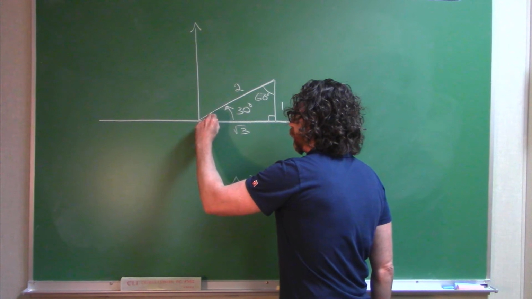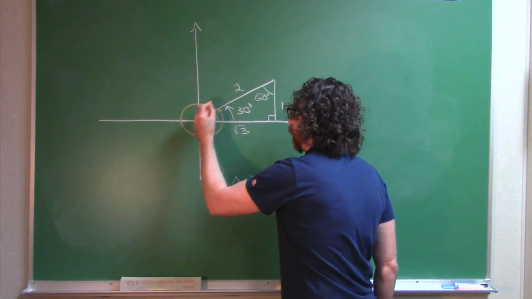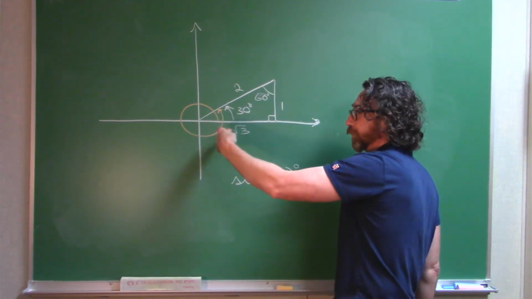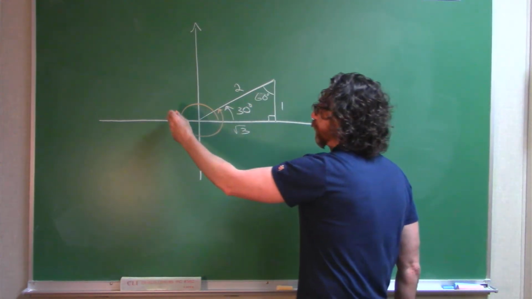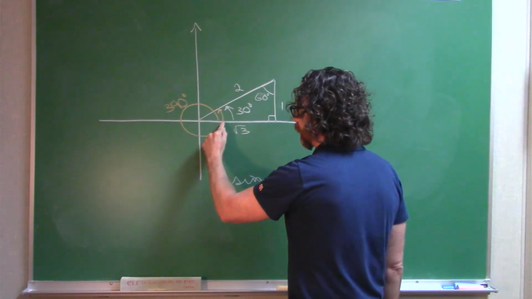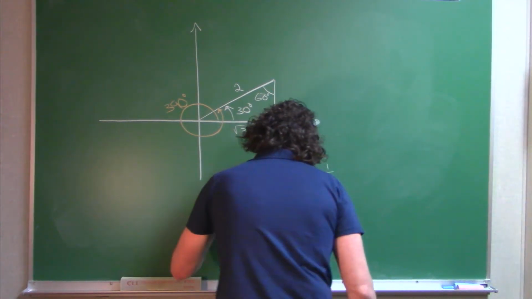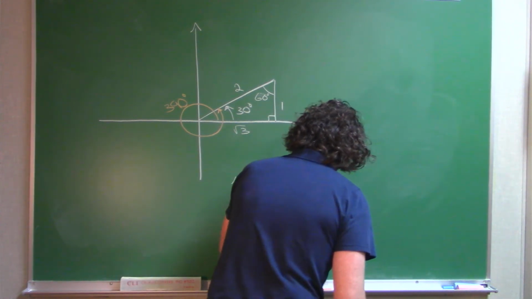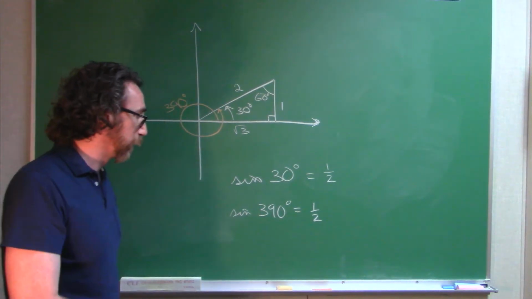Now, if we're talking about angles in standard position, this angle is coterminal with tons of other angles. Infinitely many other angles are coterminal with 30 degrees. One of them is 390. I can go around a full revolution, and then an additional 30 degrees, and I would end up in the same spot. So sine of 390 degrees is also 1/2.